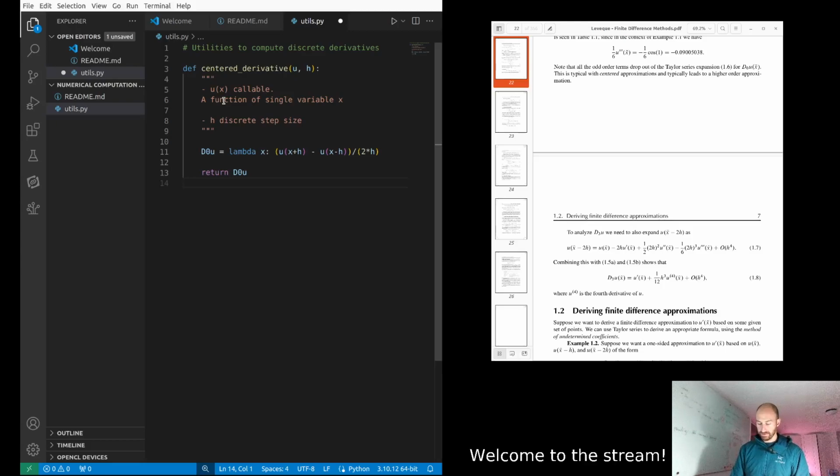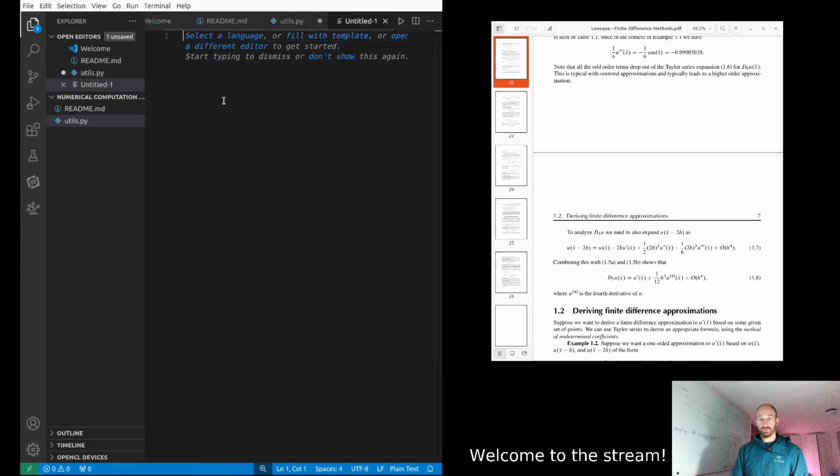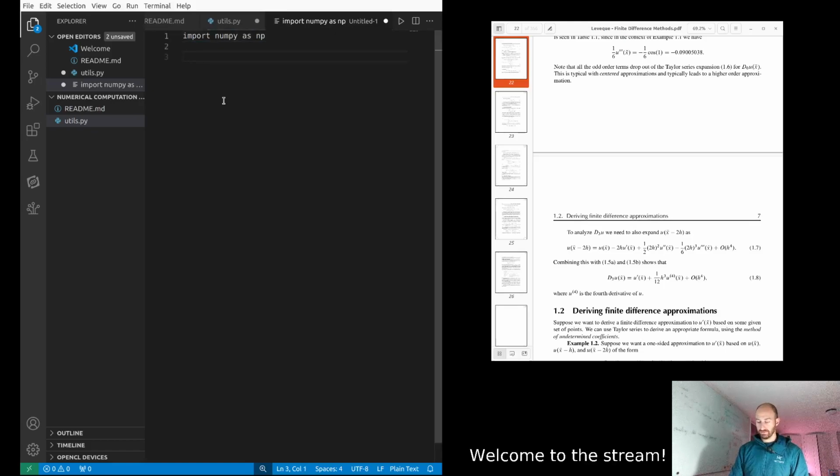So for example, let's create a new example. We're going to import numpy as np, to get maybe vectors. We're going to also import matplotlib.pyplot as plt to get some plots to show what we're trying to do.